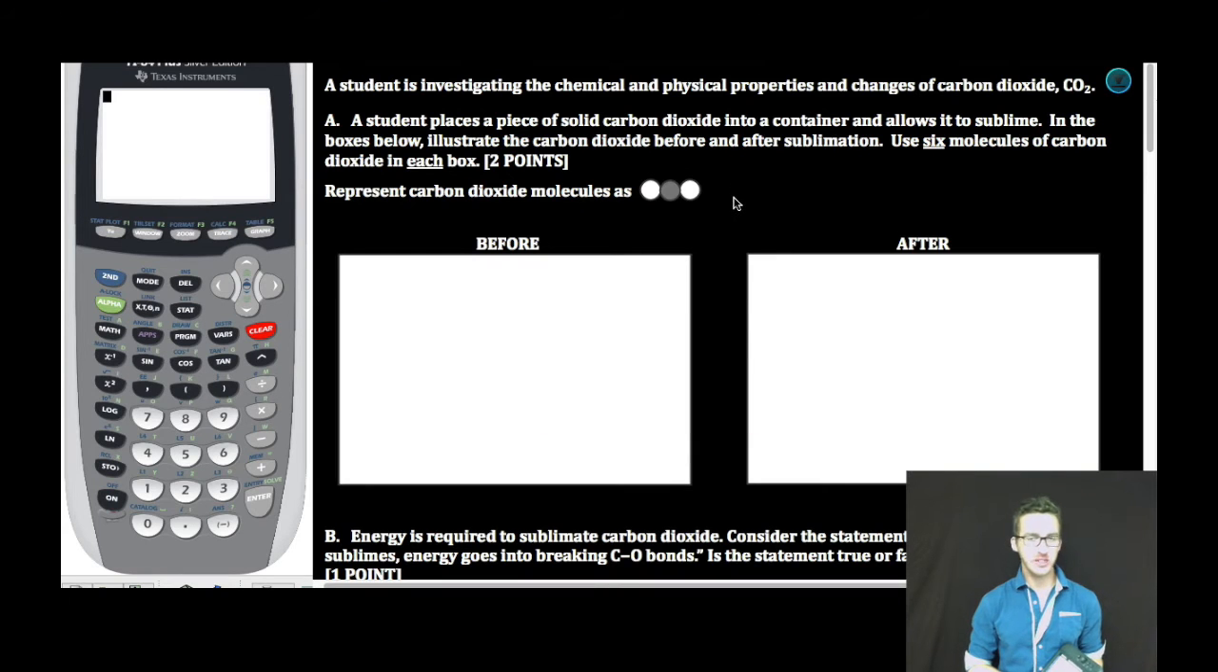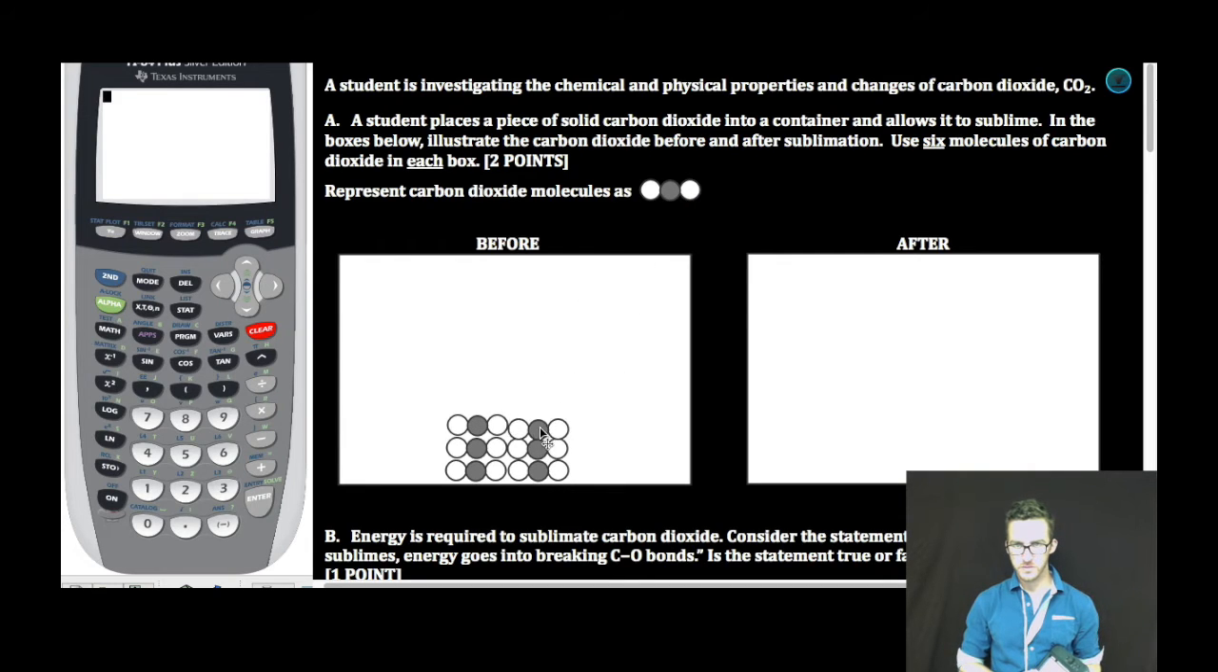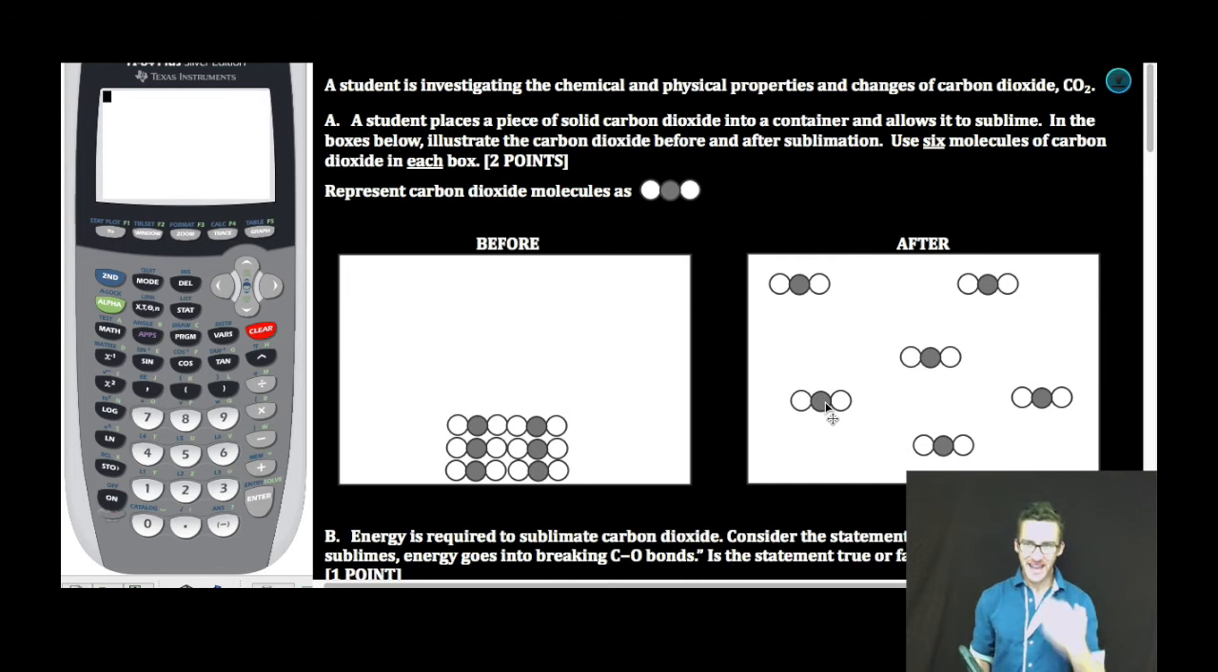Alright, now this is going to be a little easier for me because I'm going to do some dragging and dropping. First, we've got solid CO2. Boom, there we go. Solid, notice that the particles are all tightly packed together. Then it sublimes. In other words, we go from the solid to the gas phase. Boom, there we go. Gas phase. Particles are spread apart, very far away from one another. Fill in the container. 2 points.